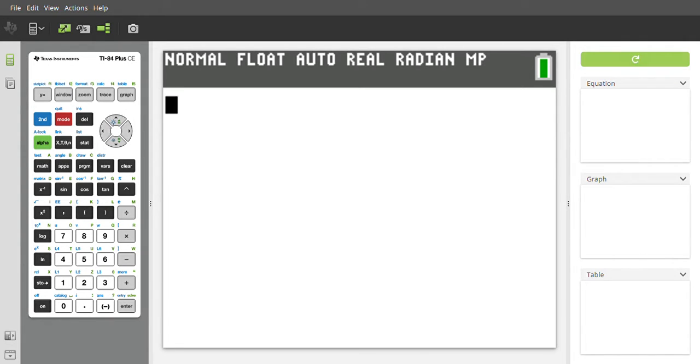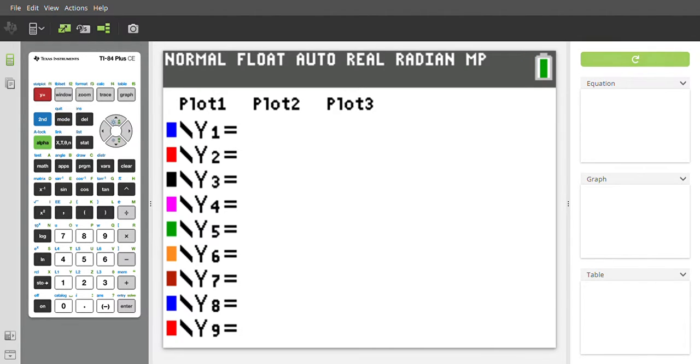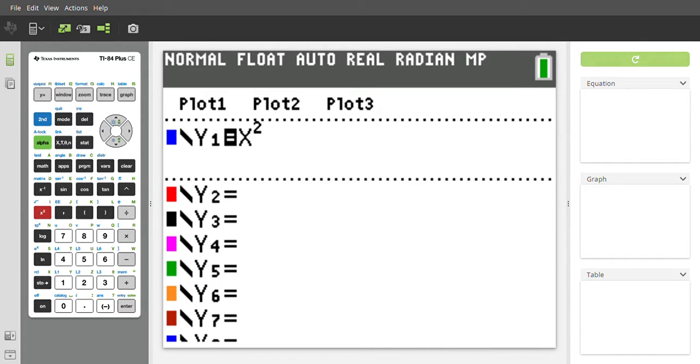Suppose we want to solve the equation x squared minus 5x plus 4 equals 0. We're going to press y equals, and type in the equation x squared minus 5x plus 4, but you don't put the equals 0, so the y is where the 0 used to be. We're going to graph it using Zoom 6.